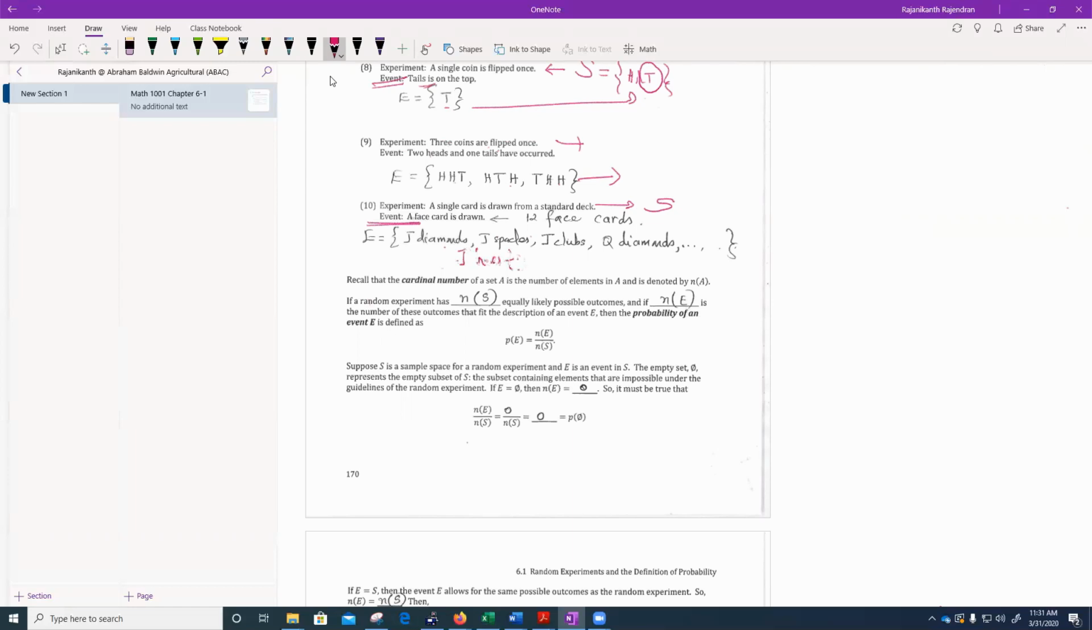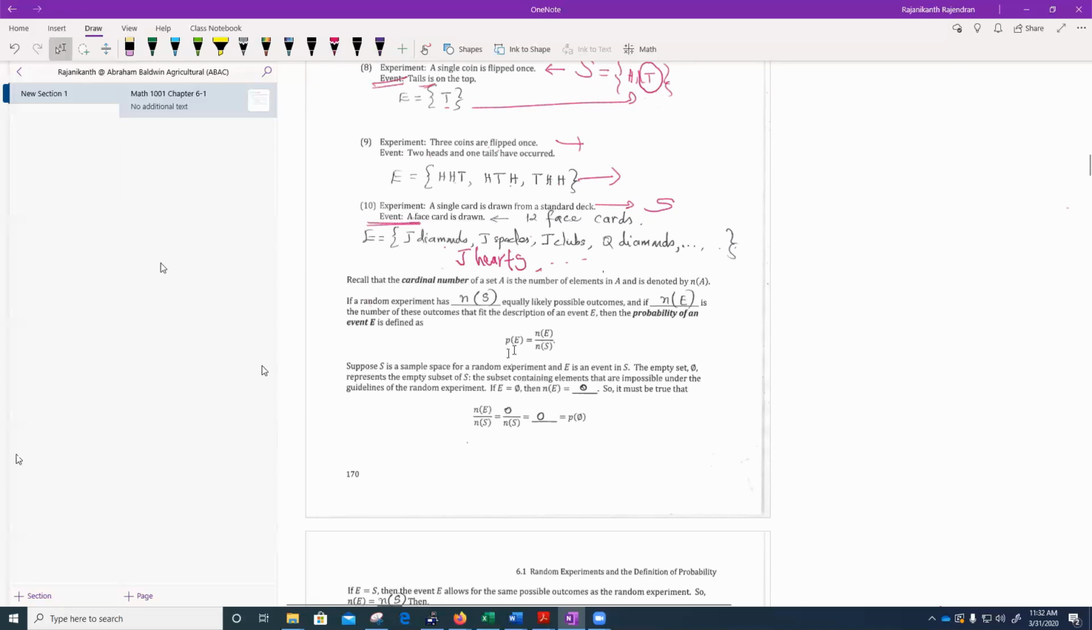And similarly, you have queen diamonds and queen spades, queen clubs, and queen hearts, and so on. So you have to have 12 outcomes there. So this is all about defining an event E. Now we are going to move into probability. Then how are we going to find the probability of an event E?